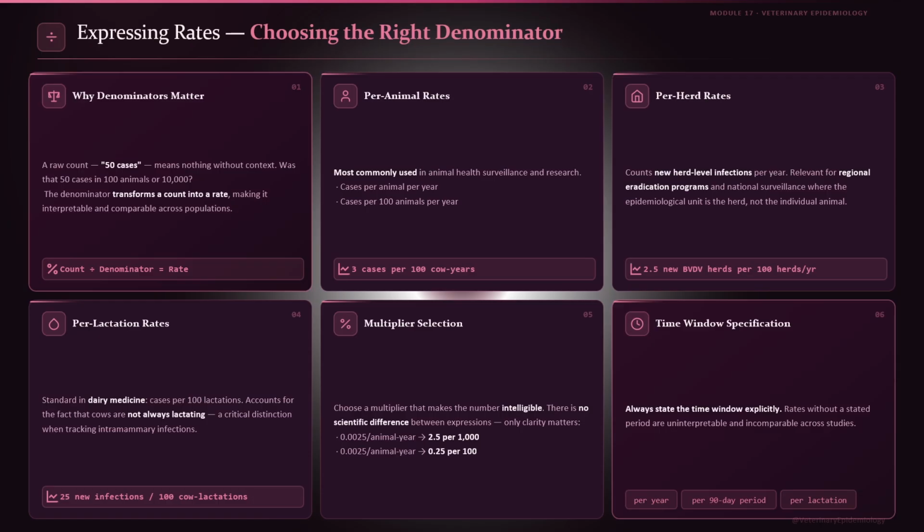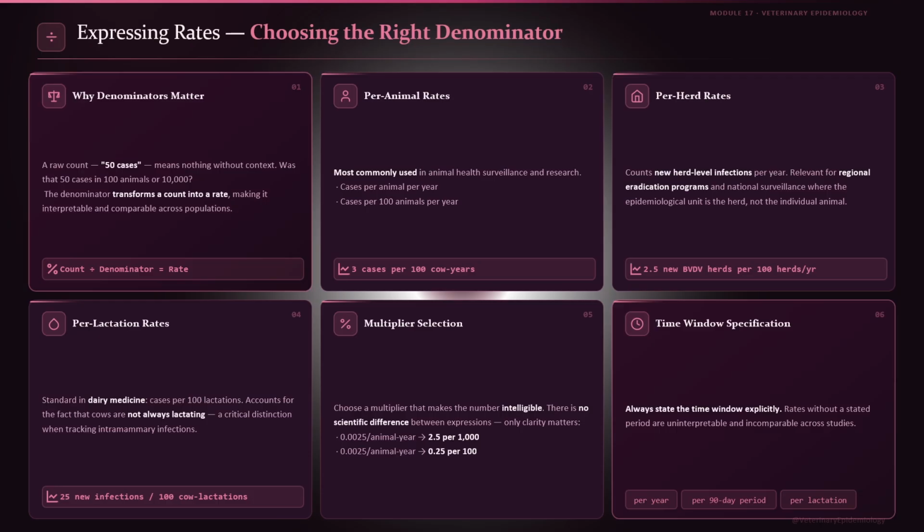But sometimes the animal isn't the right unit. For regional eradication programs, the herd is the unit. So we count per herd rates, something like 2.5 new BVDV positive herds per 100 herds per year. The epidemiological unit follows the decision you're trying to make. Dairy medicine adds a nice twist. Per lactation rates, like cases per 100 lactations. That matters because cows aren't always lactating, and when you're tracking intramammary infections, you want the denominator to reflect actual time at risk, not just calendar time.